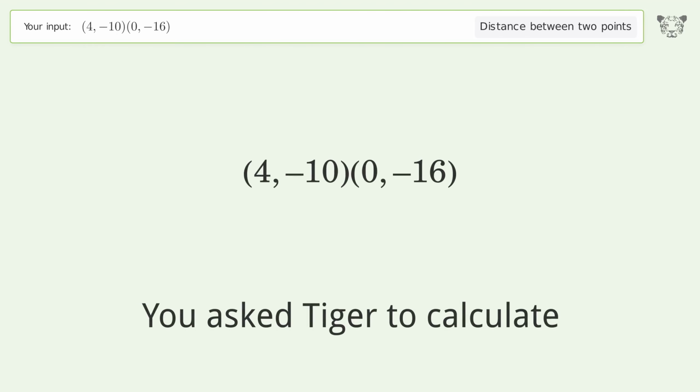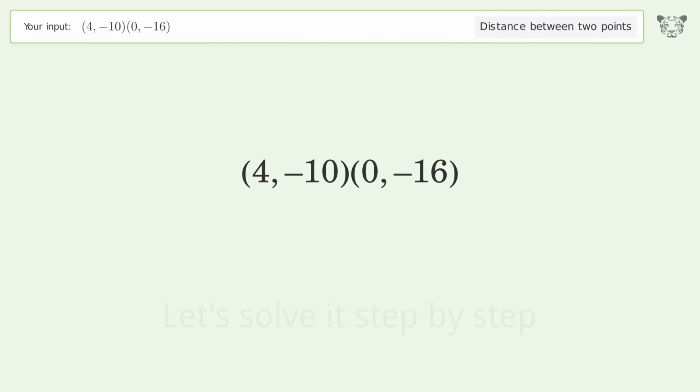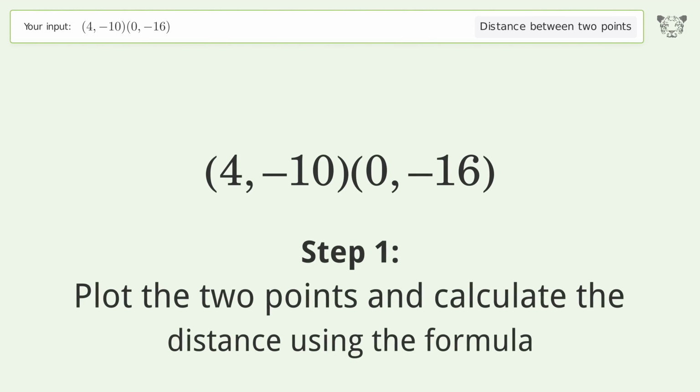You ask to calculate the distance between 2 points. The distance between the 2 points is the square root of 52, or 7.211. Let's solve it step by step. Plot the 2 points and calculate the distance using the formula.